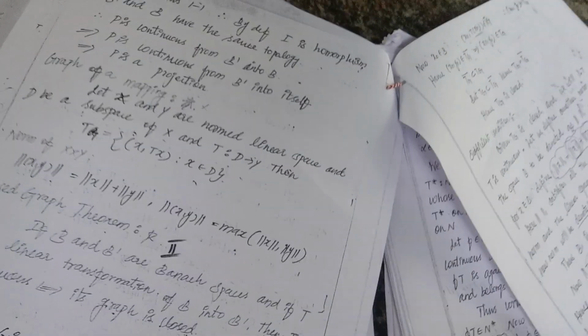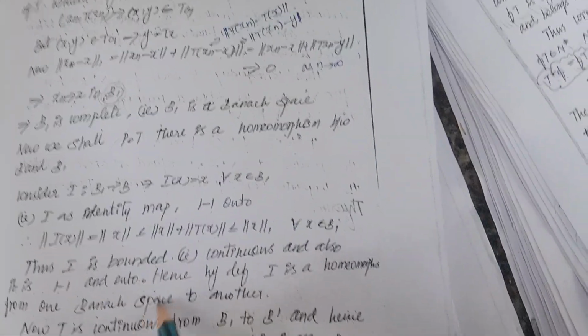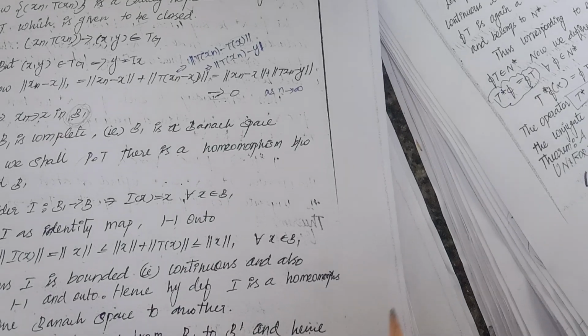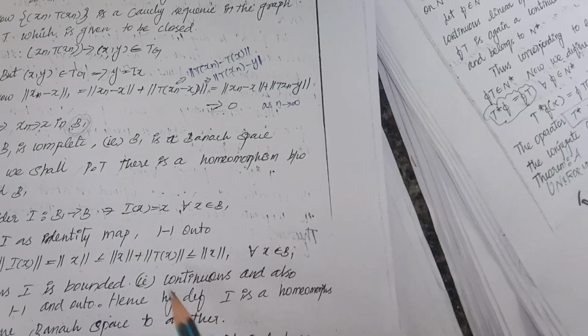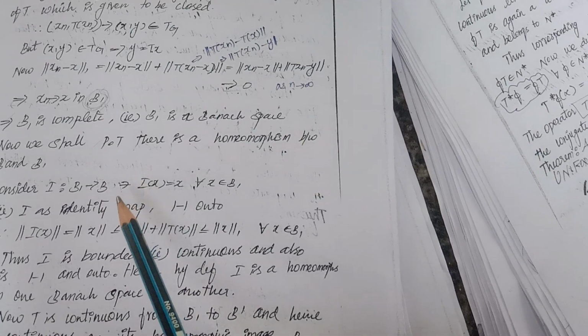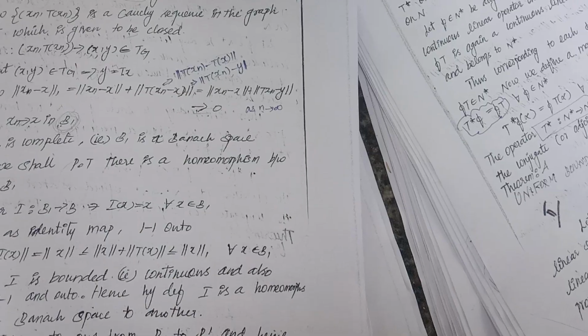So we have all the forms, one to one and onto. Then it will have a homeomorphic image. So T inverse is continuous. We have proven that from B dash to B, so T inverse from B dash to B is continuous.